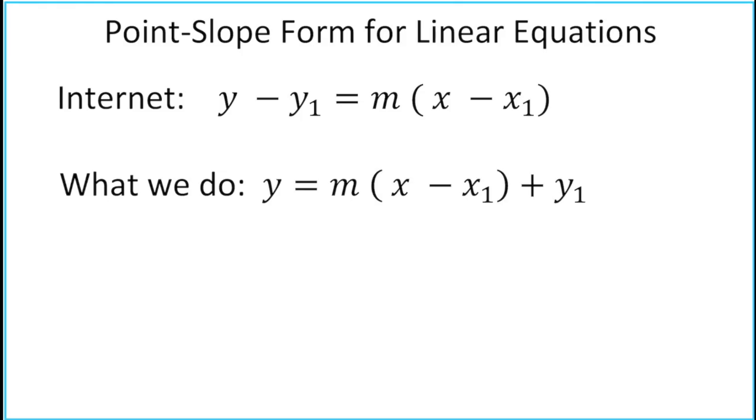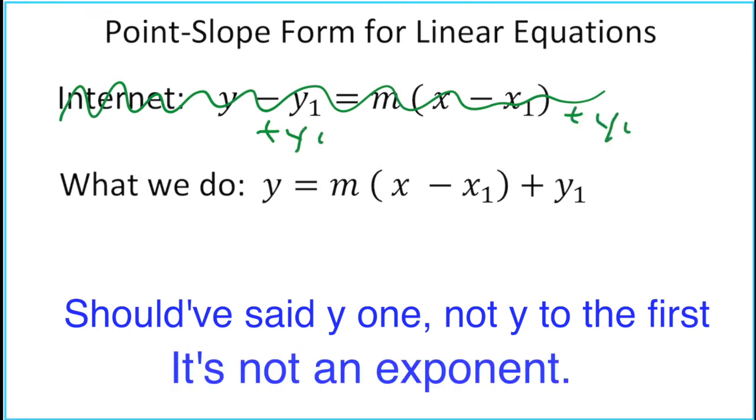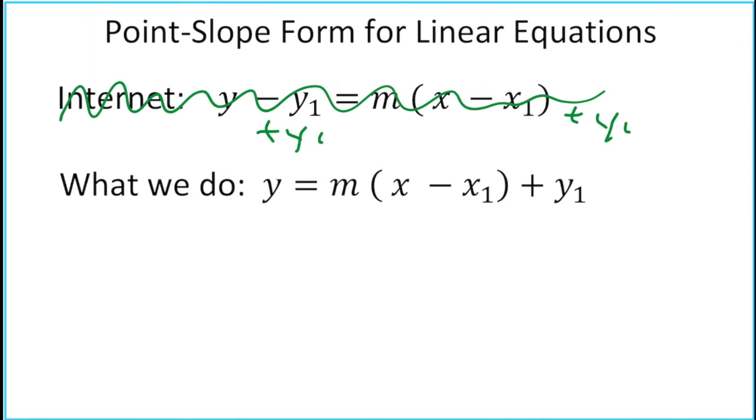This video will cover point-slope form for linear equations. If you Google point-slope form, the internet tells you that it's y minus y1 equals m times x minus x1. But we do not want to use that form. We do a simple thing here where we take that minus y1 and, if you just went plus y1 on both sides, that's how you get to what we do. So for us, point-slope form is y equals m times x minus x1 plus y1.